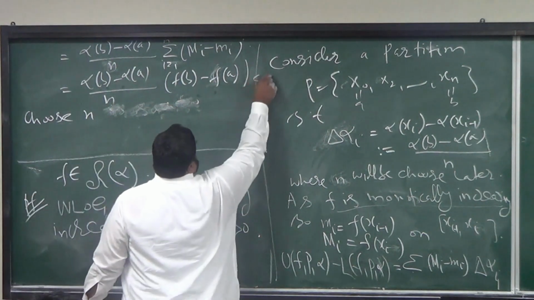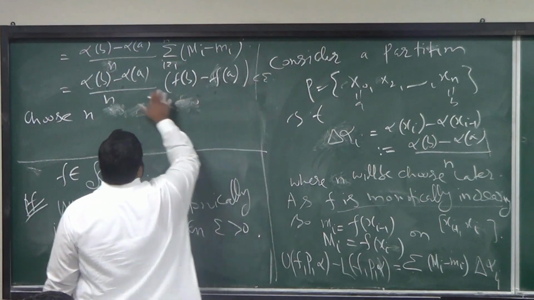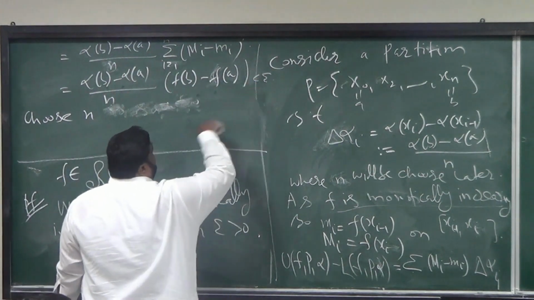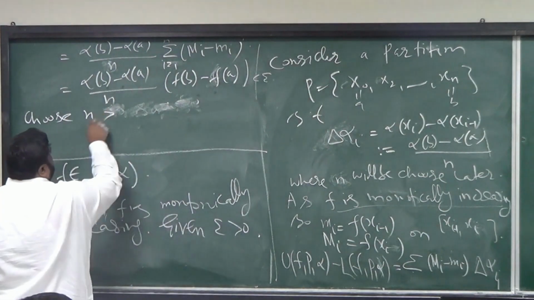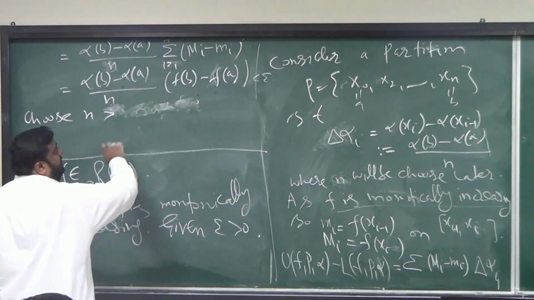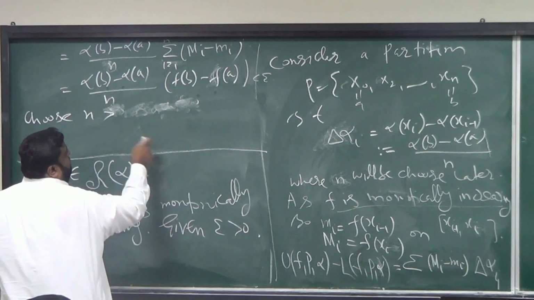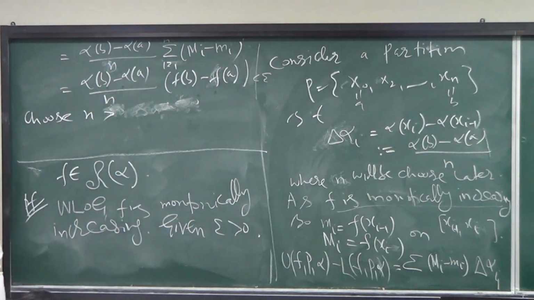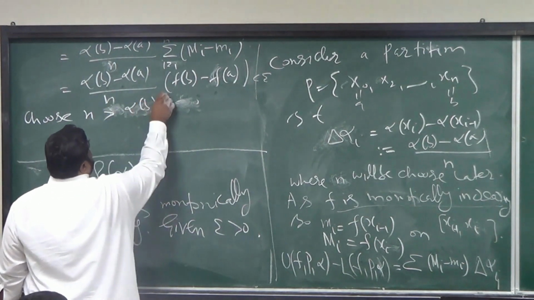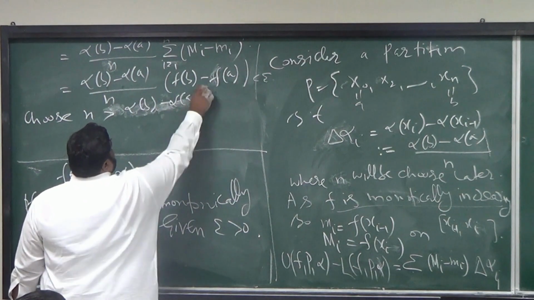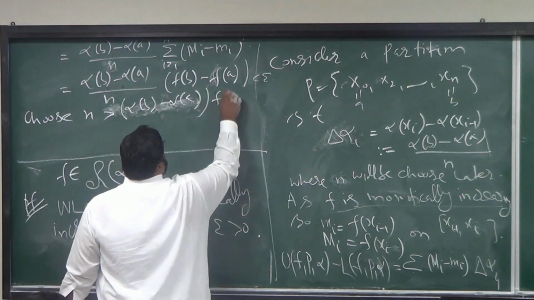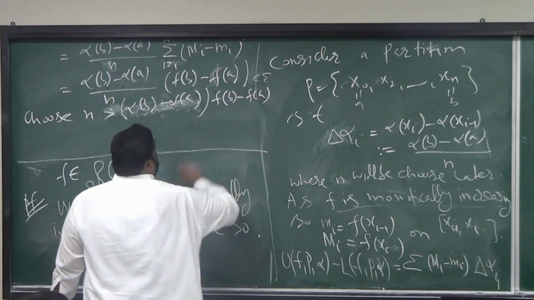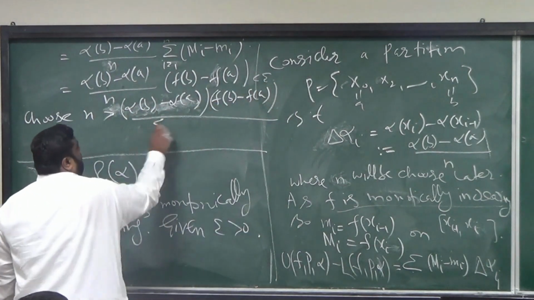Okay, so I want this to be smaller than epsilon. So I need to throw this on the other side, and I need to throw this on the other side. N is bigger than... Which number of options? Epsilon by epsilon. Give me concrete numbers. Alpha of B minus alpha of A, into f of B minus f of A, divided by epsilon.